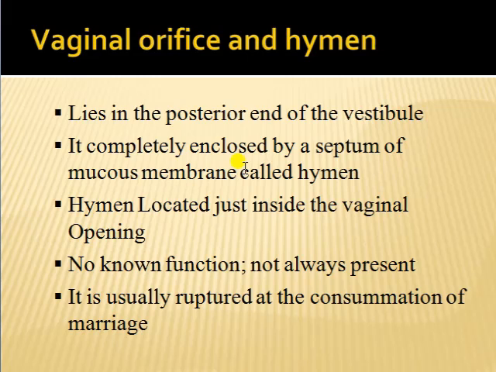The vaginal orifice means nothing but the vagina opening. The vaginal opening is completely enclosed by the septum of mucous membrane called the hymen, located just inside the vaginal opening. It has no known function and is not always present, but it is usually ruptured at the first sexual intercourse.